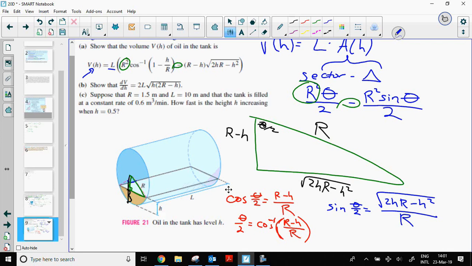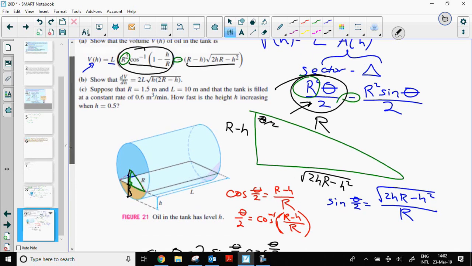Therefore, this expression is the same as this expression. The r squareds are the same, and then this theta over 2 here is equal to inverse cos of 1 minus h over r. So that part's done. Now for the other part, I've got to somehow get this blue work to give me this product.